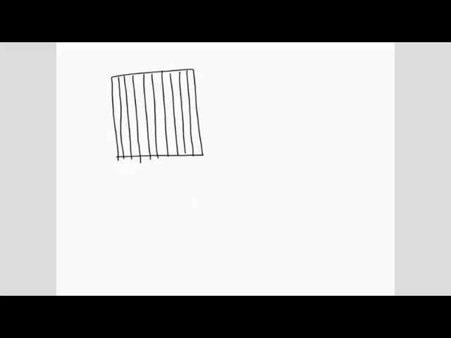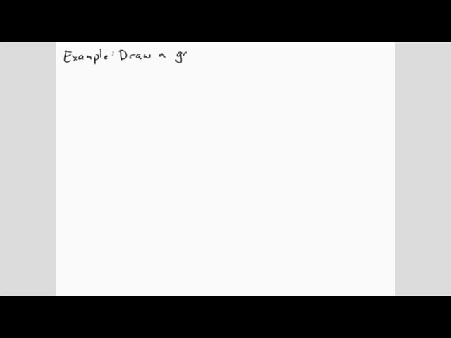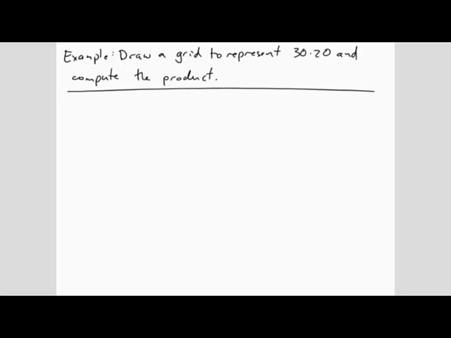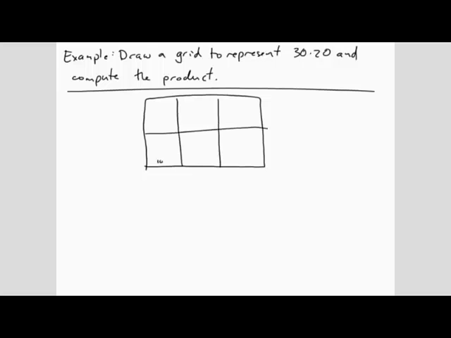The idea of using clusters of 10 can work in both directions at the same time. This creates a cluster of 100 boxes. Example, draw a grid to represent 30 times 20 and compute the product. Each of these boxes represents 100, so the bottom row represents 300, and another row makes 600.